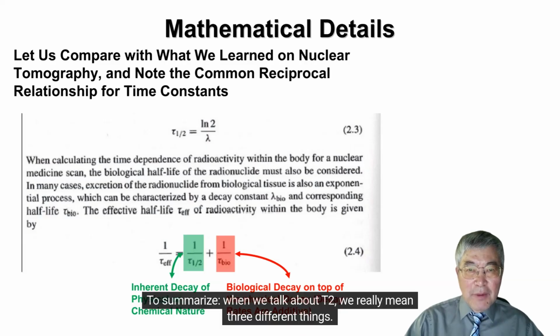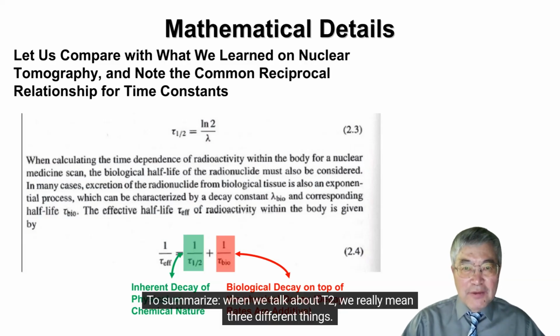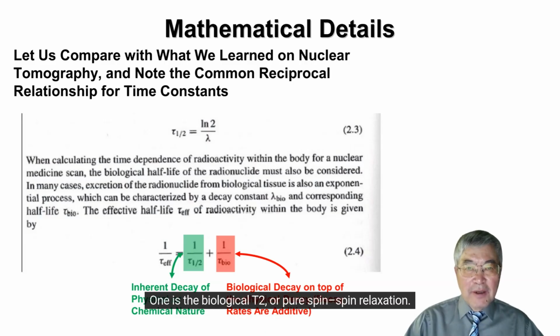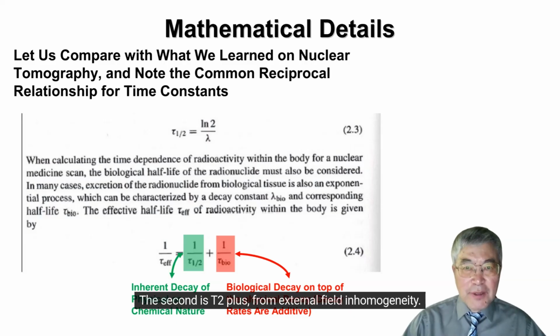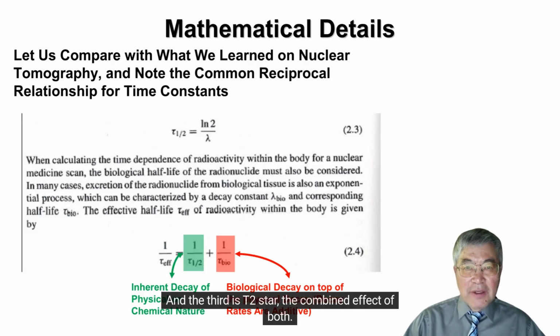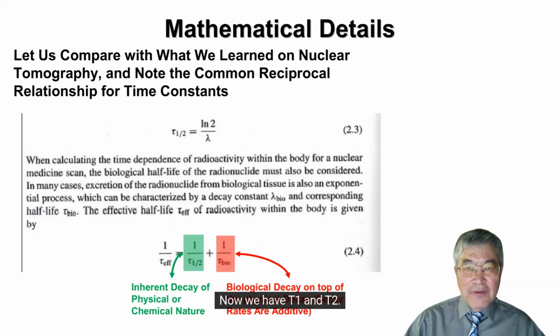To summarize, when we talk about T2, we really mean three different things. One is the biological T2, or pure spin-spin relaxation. The second is T2 prime from external field inhomogeneity. And the third is T2 star, the combined effect of both. Now we have T1 and T2. The question is, how do we measure them?